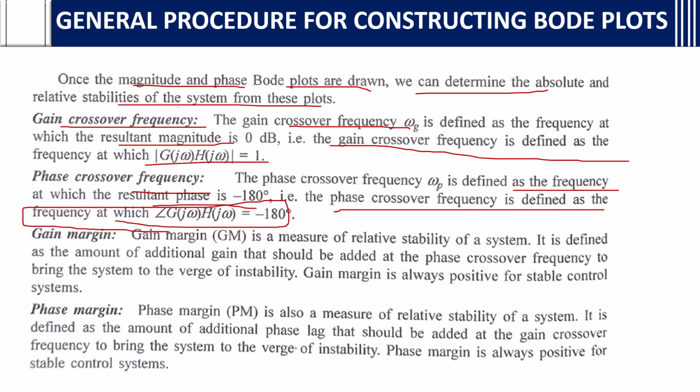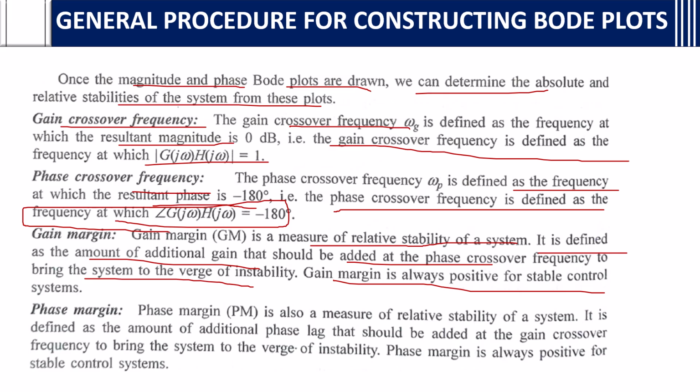So gain margin means what? It is a measure of relative stability of a system. It is defined as the amount of additional gain that should be added at the phase crossover frequency to bring the system to the verge of instability. Gain margin is always positive for stable control systems, so gain margin should be positive for stable control systems.